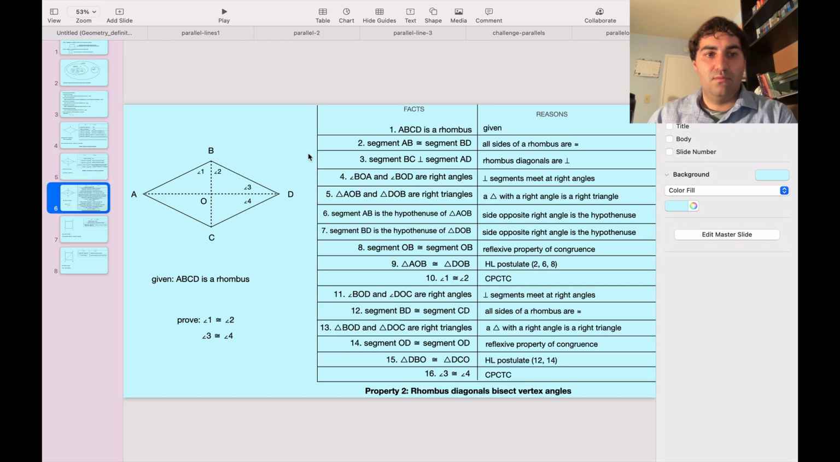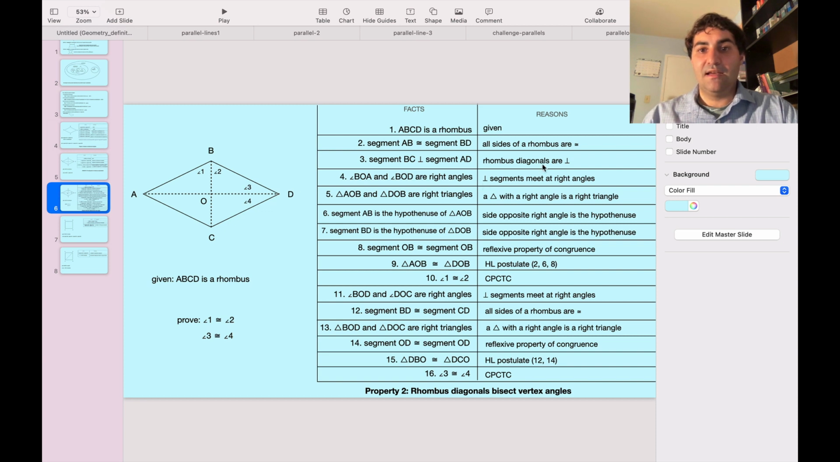So let's go over one more property about rhombuses. So we're given that ABCD is a rhombus, and I want to prove that angle 1 is congruent to angle 2, and angle 3 is congruent to angle 4. Write down what I know. I know that ABCD is a rhombus, and we know that all sides of a rhombus are congruent. So segment AB is congruent to segment BD.